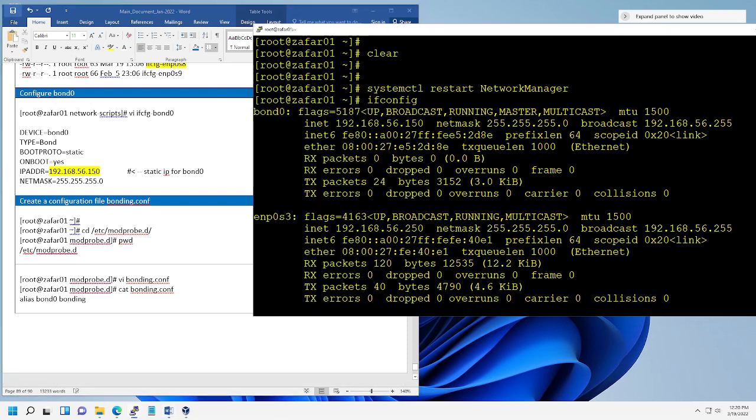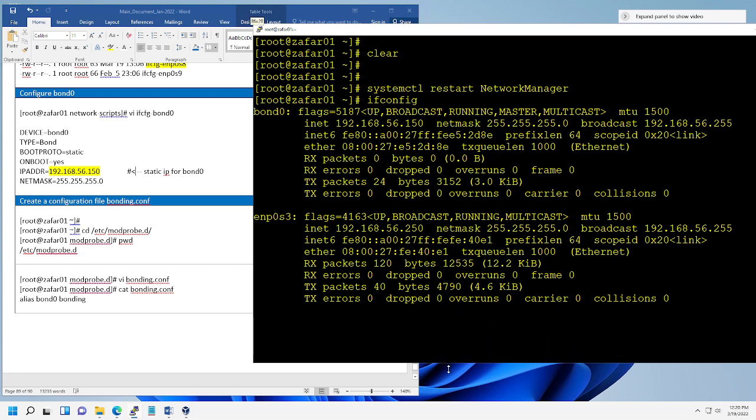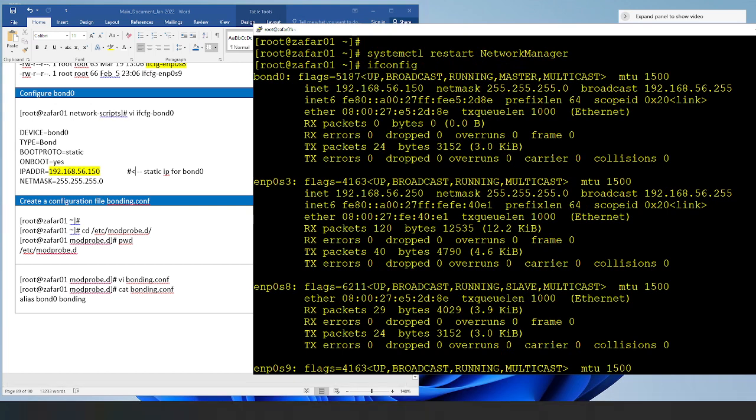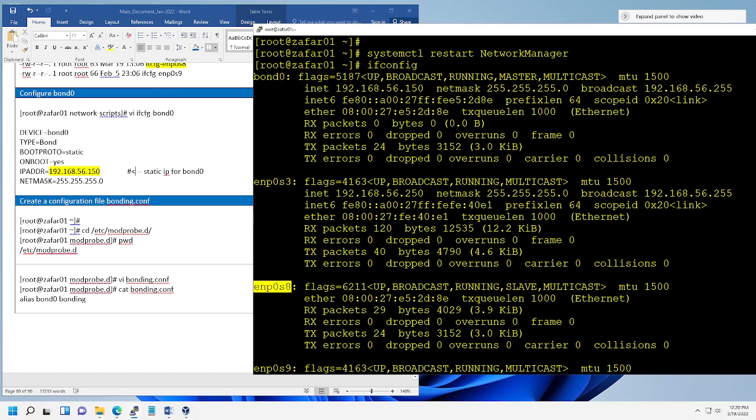Now, so what is happening here? If you look closely here, you see there is no IP address for enp0s8 and there is no IP address for enp0s3. Okay.